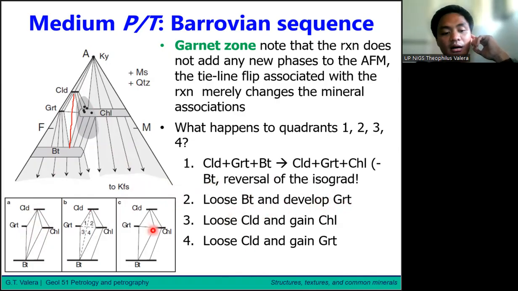Yung 3 is another theoretical assemblage. First, it has chloritoid. It loses it after the reaction and instead gains chlorite. And then 4, which is also possible in most pelites, it loses chloritoid and instead gains garnet. Okay? So sa ibang Barrovian areas, it's not biotite transforming to garnet, but rather it's chloritoid transforming to garnet. Ganun yung isograds nila. Okay?